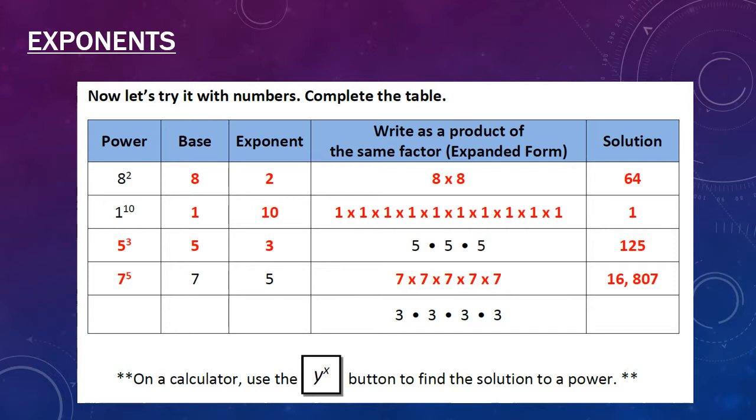Last one, go ahead and pause the video and try this one on your own. We've done one like it already. See if you get it right. All right, welcome back. So in this case, our base is 3, and because I have 4 3's, my exponent is 4. That would make my power 3 to the 4th power. And if I multiply 3 times 3 times 3 times 3, I get 81.